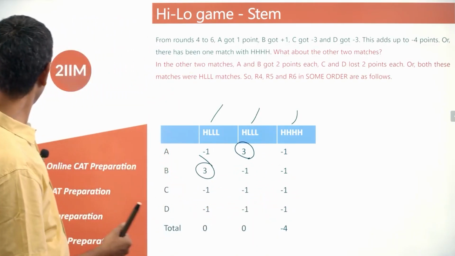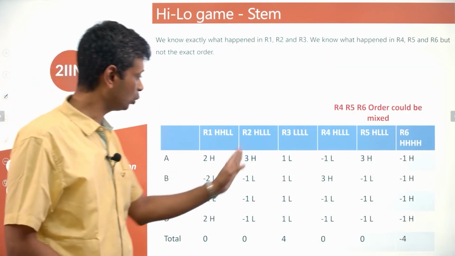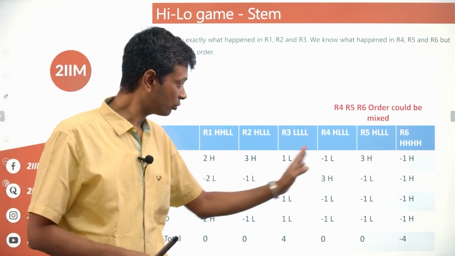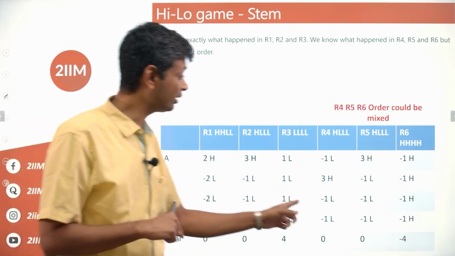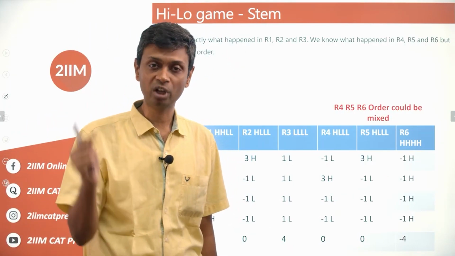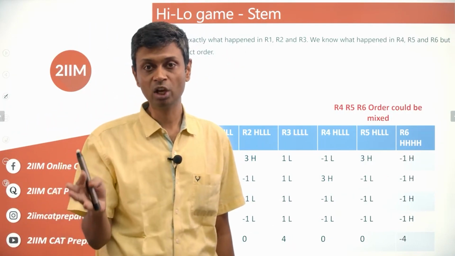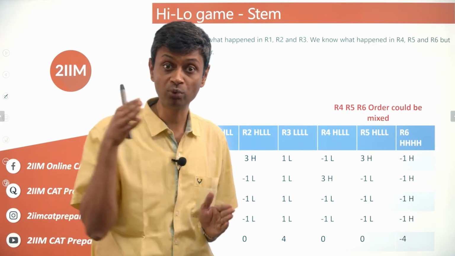Now let's put the entire data set together. Round 1 to round 6. Rounds 1, 2, 3 we know. 4, 5, 6 we know. But remember, we know that these rounds happen, but we cannot say for sure what happened in round 4, what happened in round 5, what happened in round 6. That we don't know.